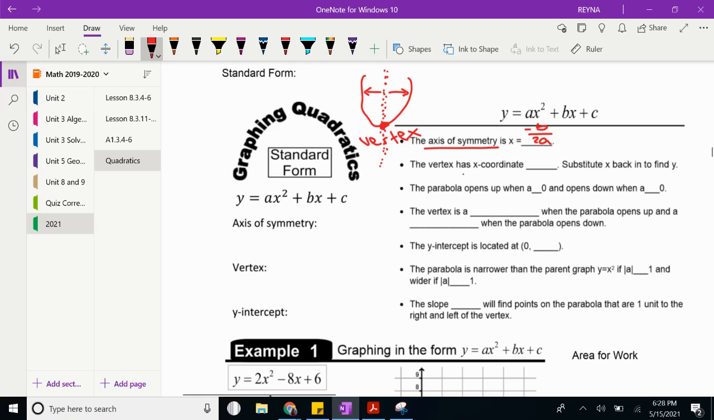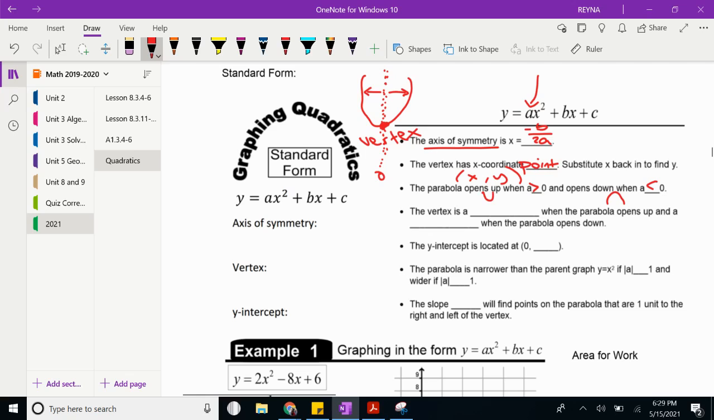For your vertex, you have an x-coordinate point, and in order to find your y value, you take your x from your axis of symmetry and you plug that into your equation. If your parabola opens up, that means a is greater than 0. So this number is going to be greater than 0 when it opens up. So opens up means like that. If a is less than 0, that means it will open down, like a little sad face.